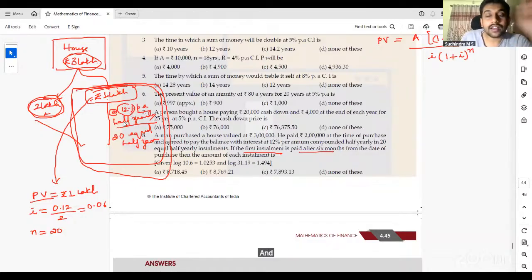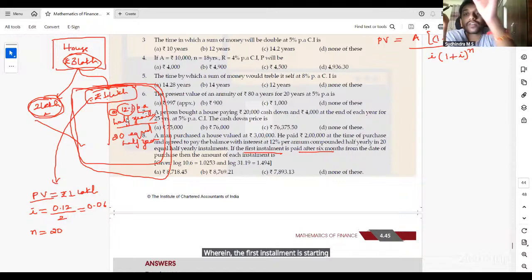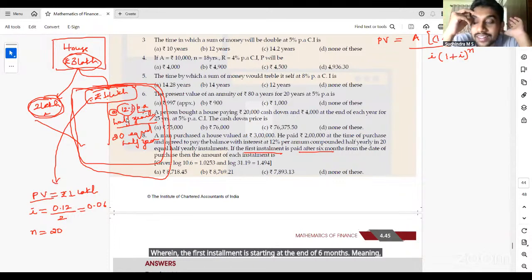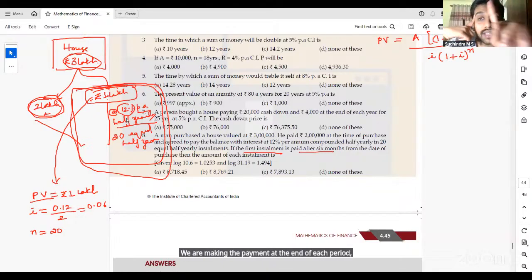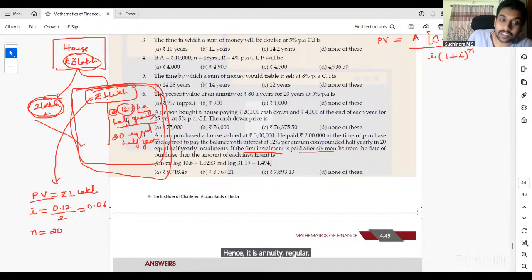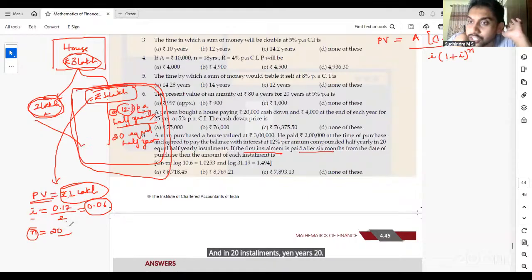And how are we paying? We are paying it in 12 equal half yearly installments, wherein the first installment is starting at the end of 6 months. Meaning, we are making the payment at the end of each period. Hence, it is annuity regular. So present value of annuity regular is the concept that we have to apply. Present value is 1 lakh. I is 0.06, how? 12% by 2. And n is 20 installments.